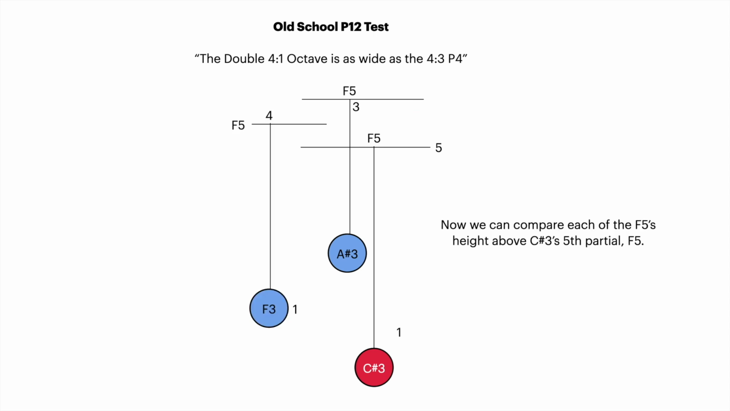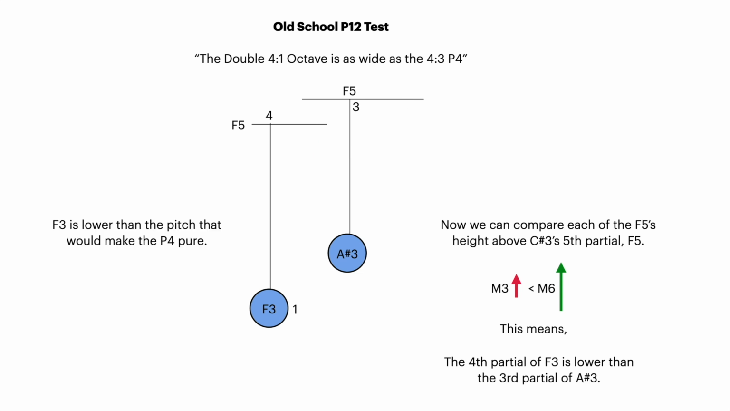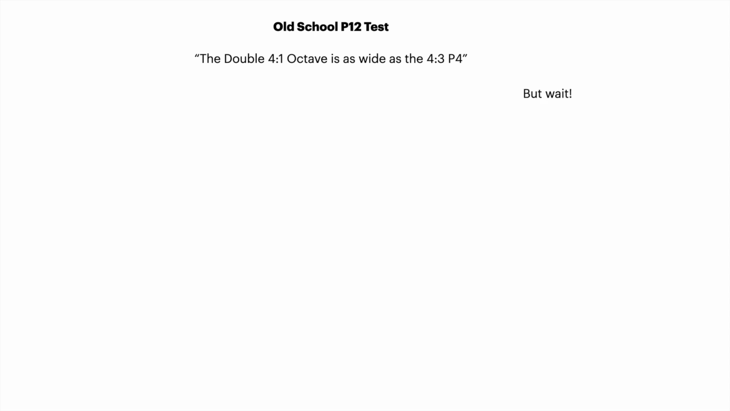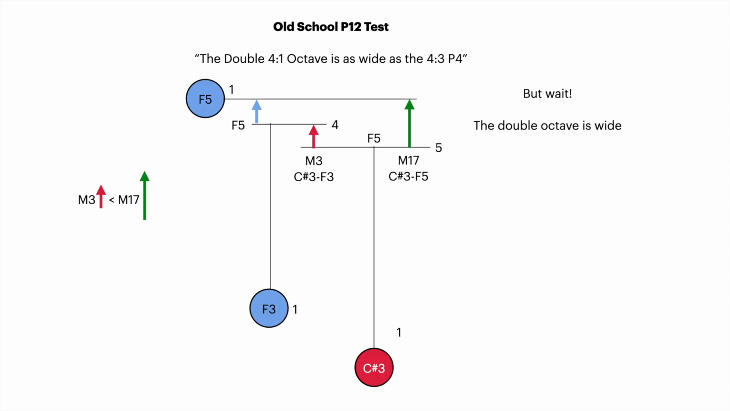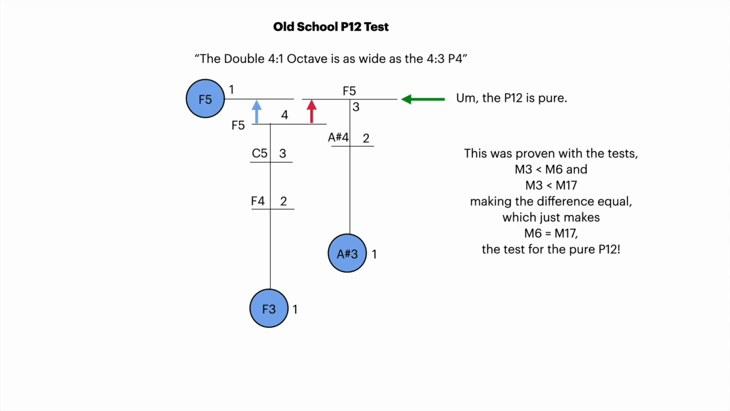Now we can compare each of the F5's height above C#3's fifth partial, F5. This means that the fourth partial of F3 is lower than the third partial of A#3. F3 is lower than the pitch that would make the perfect fourth pure. F3 is the bottom note, so F3 A#3 is a wide perfect fourth. But wait, the double octave is wide by the same amount that the perfect fourth is wide. That means that the 12th is pure.